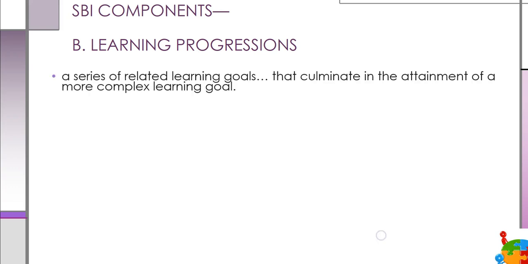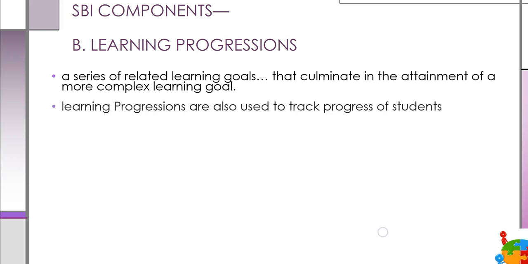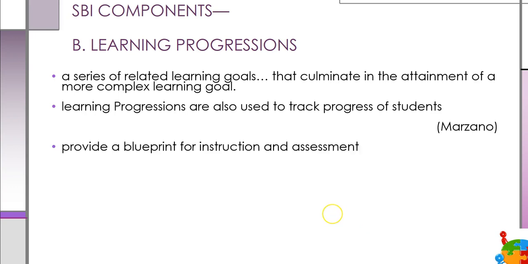Now, let's look at learning progressions. So the first one is the standards, then the learning progressions. What are learning progressions? They're a series of related goals that culminate in the attainment of a more complex learning goal. Learning progressions are also used to track progress of students, and that's from Marzano. That's Marzano's definition of what learning progressions are. They're basically the same from everyone, but this is just a different look at it.